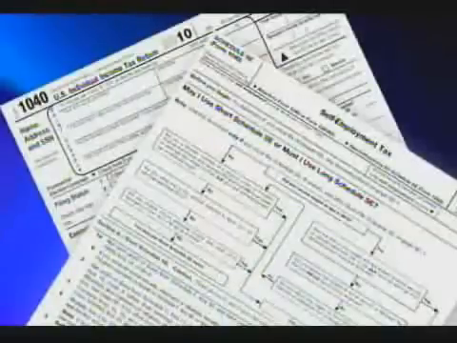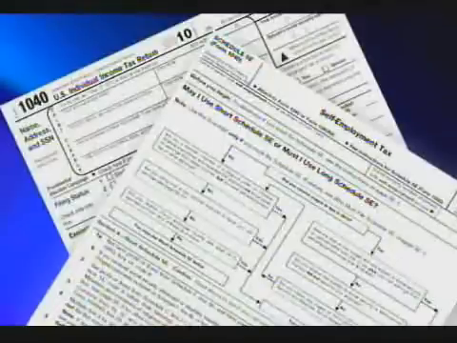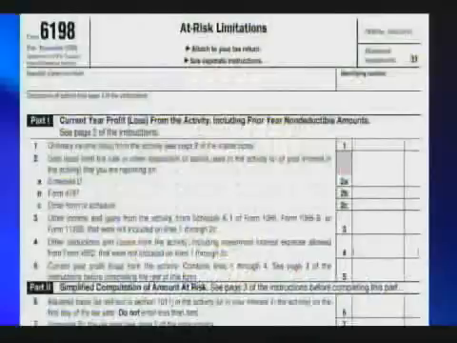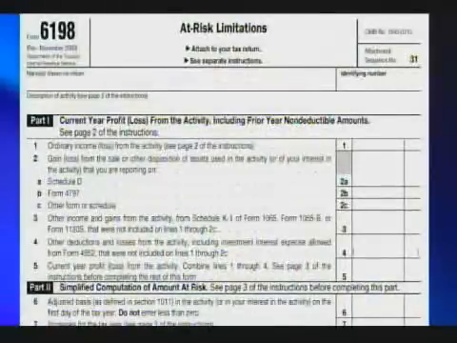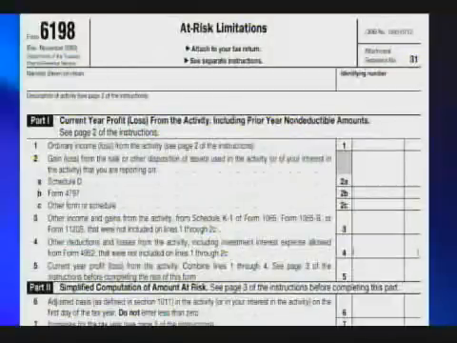If your Schedule C shows a profit, enter the amount on both Form 1040 and Schedule SE. If you have a net loss and all of your investment is at risk, enter the loss on both Form 1040 and Schedule SE. If you have a loss and some of your investment is not at risk, in most cases you must complete Form 6198, At-Risk Limitations, to figure your allowable loss. The at-risk rules may limit the amount of loss you can claim.